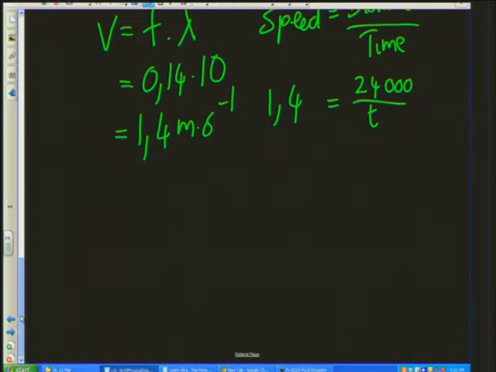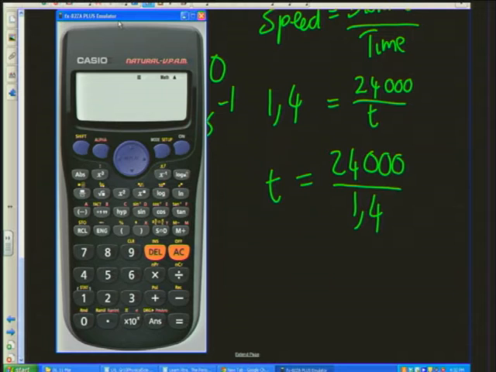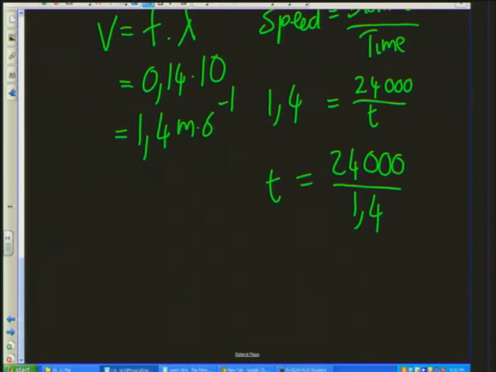Let's make sure we get it right. Time is equal to 24,000 divided by 1.4, and I'm not going to do that in my head. I'm going to rather use the calculator: 24,000 divided by 1.4 equals, and my answer is 17142.8. I'm going to round it up to 17143 because it's in seconds. Notice this time is in seconds.